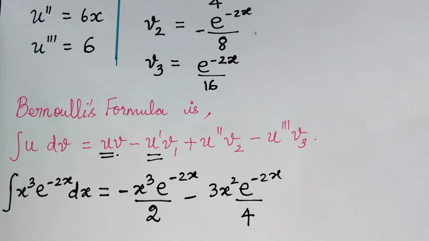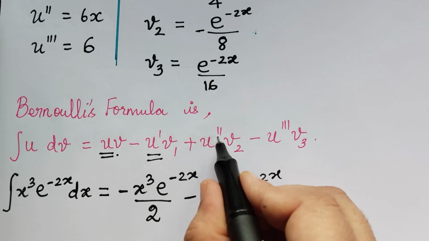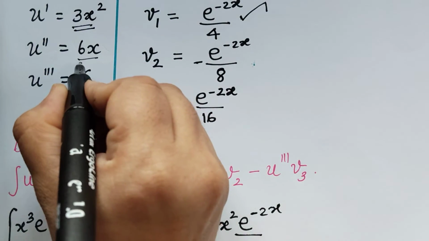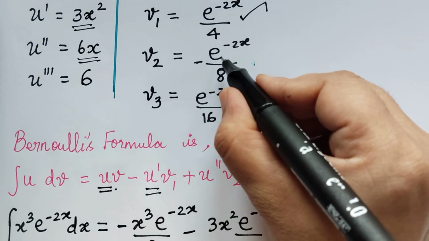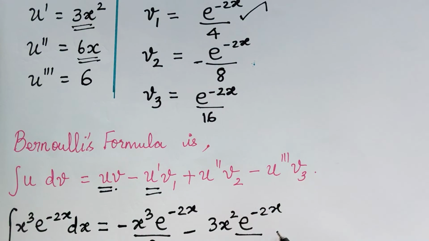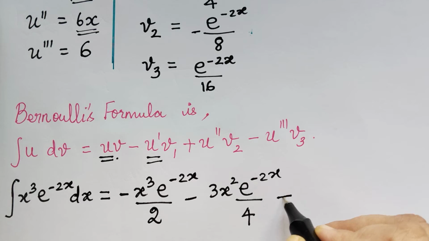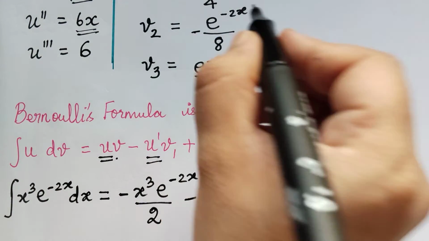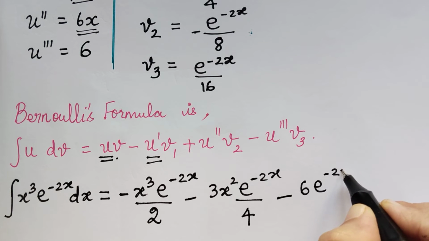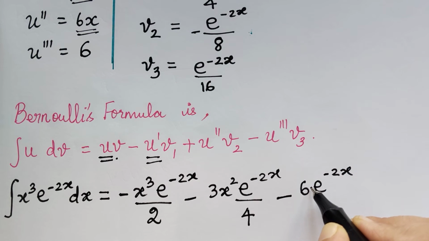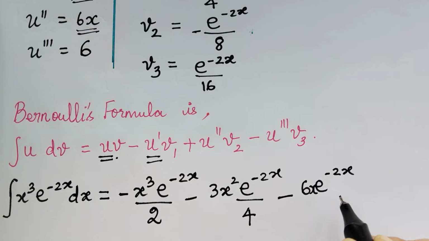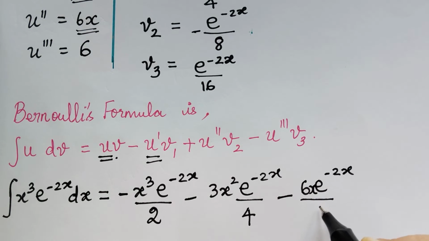And then the next term is plus u double dash v2. So what is u double dash? It is 6x. v2 is minus e to the power minus 2x divided by 8. So we will be getting a negative sign over here: minus 6x multiplied with e to the power minus 2x divided by 8.